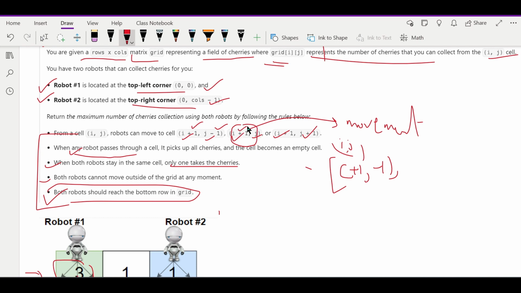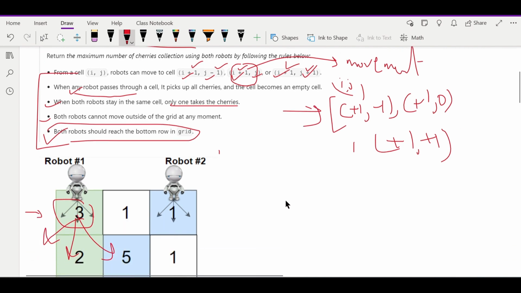In the second movement, you're increasing i and keeping j the same. And in the third movement, you're increasing i and j both, so plus one for i and j both. So these are the three possible movements, right?